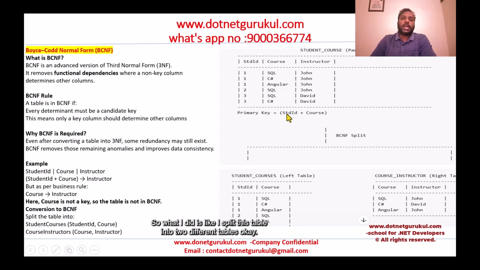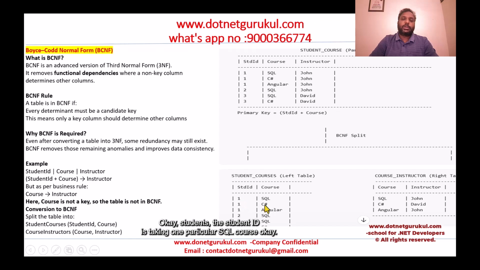So what I did is split this table into two different tables: student ID and the course in one table, and the course and the instructor in another table. That is as simple as it gets in terms of understanding the BCNF. We understand the data and the rule: in terms of the business rules, the course should define the instructor, and we don't need the student ID. So I'll put all the student data in one table and the course and the instructor in another table. I separate these entities.